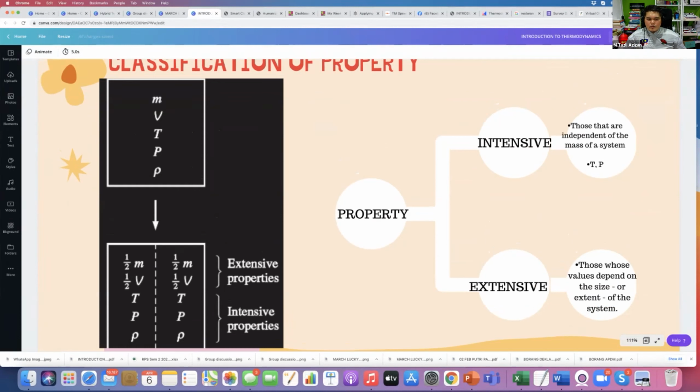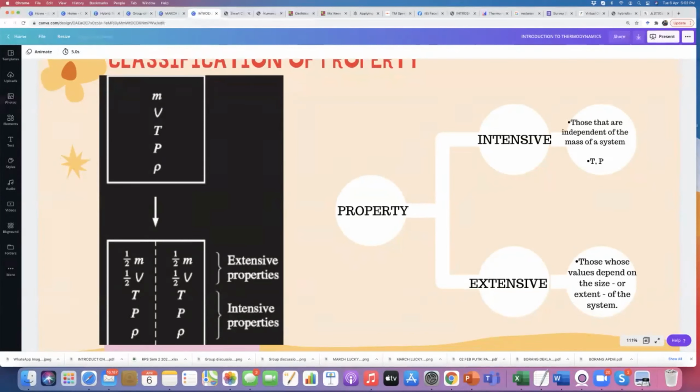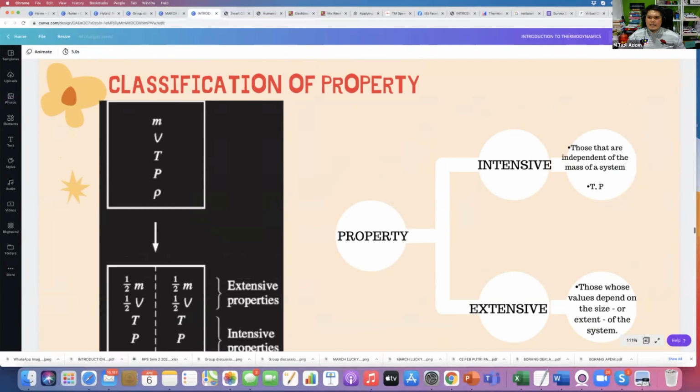But when you slice into half, the mass is no longer the same, no longer m, it becomes half m. How about the volume? The volume also becomes half. So this is what we call extensive property. I hope that you can start to observe the difference between intensive and extensive property.